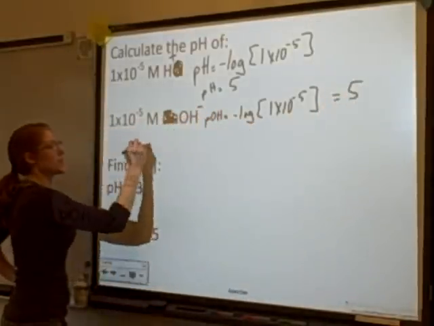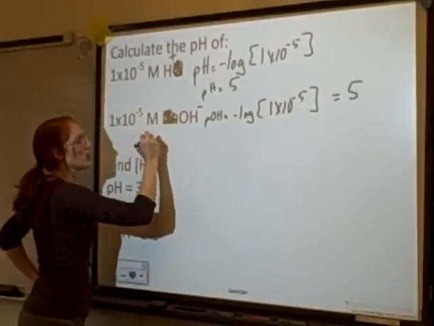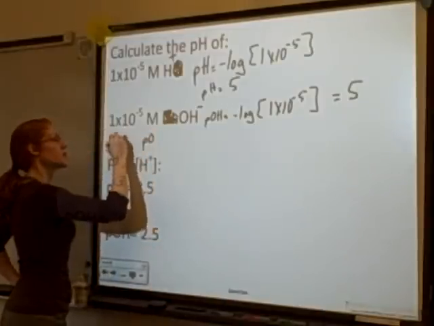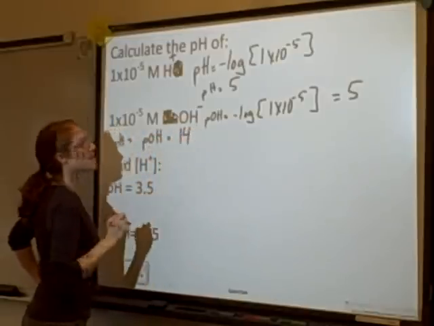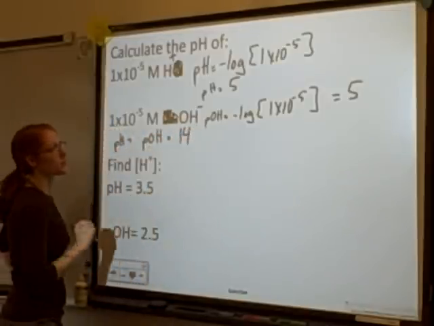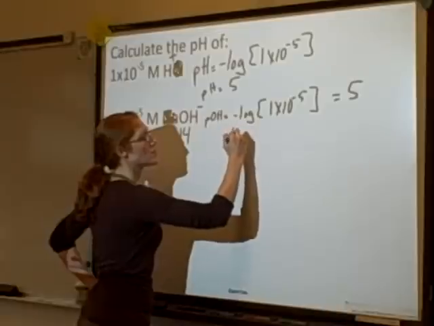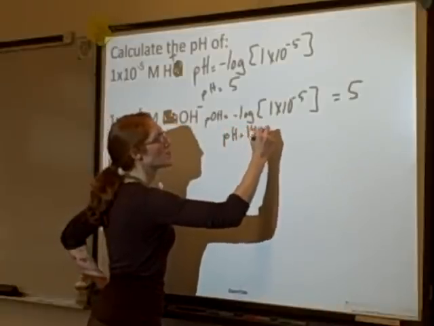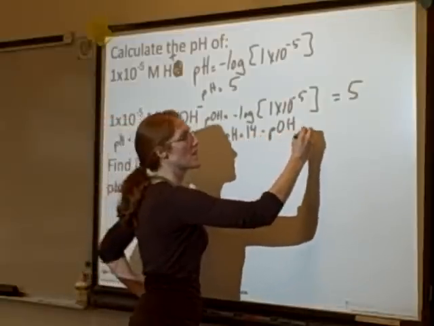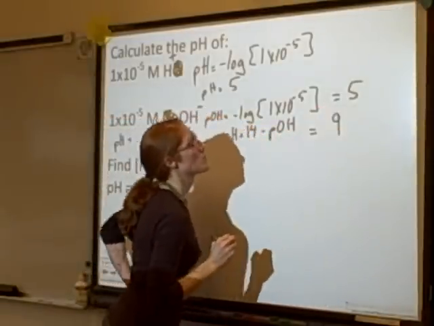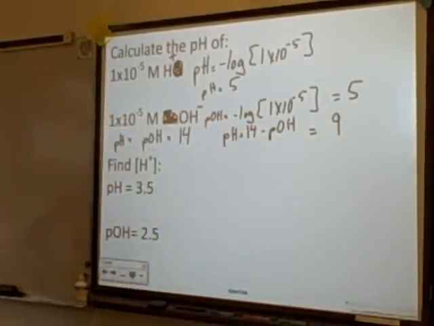We also saw on the last page, or on your Greg sheet, that pH plus pOH is always equal to 14. So if I subtract pOH from both sides, I can say pH is equal to 14 minus pOH. In this case, that's 14 minus 5, which is 9. So pH for this one is 9.